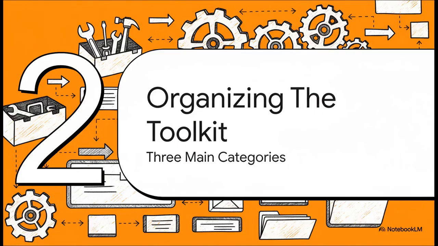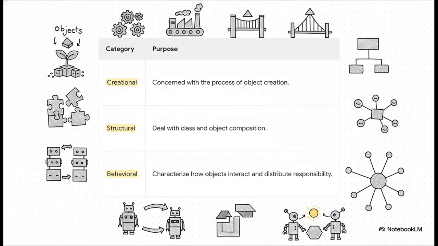Now, this toolkit isn't just a jumble of random ideas all thrown into a box. It's actually really neatly organized into categories, which helps you find exactly the tool you need for the job at hand. So these patterns are generally grouped into 3 main categories. First up, you've got creational patterns. These are all about how objects get created, which gives you a ton more flexibility in that process.